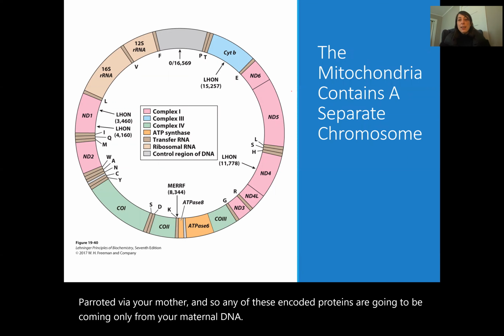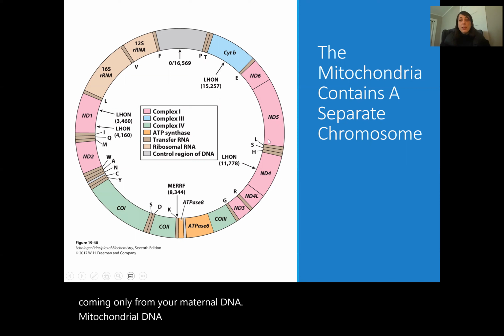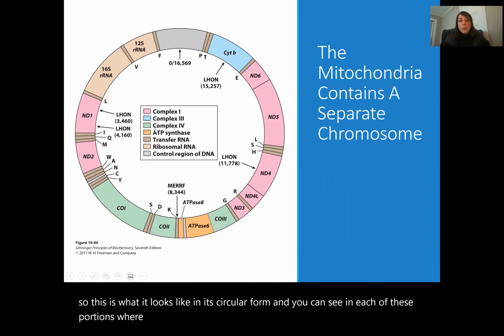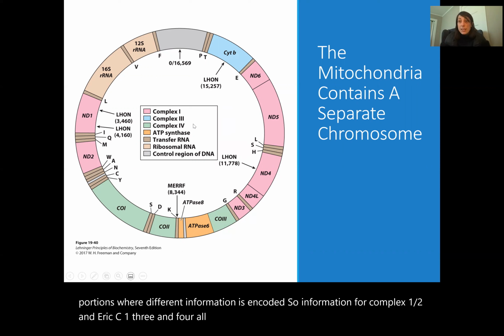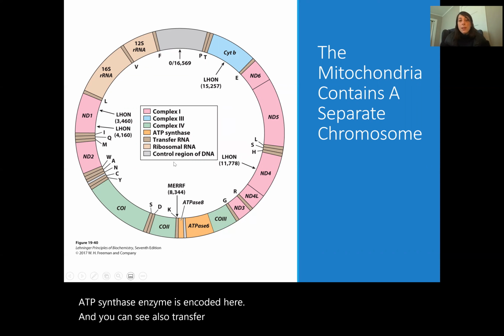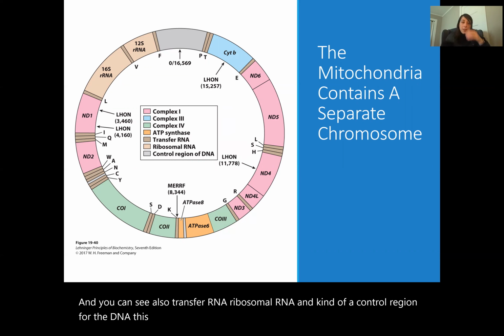Mitochondrial DNA, again, is its own separate chromosome and it's actually circular. So this is what it looks like in its circular form. And you can see in each of these portions where different information is encoded. So information for complex 1, 3, and 4 are all on mitochondrial DNA. The actual ATP synthase enzyme is encoded here. And you can see also transfer RNA, ribosomal RNA, and kind of a control region for the DNA. This is just a general map of where things are.